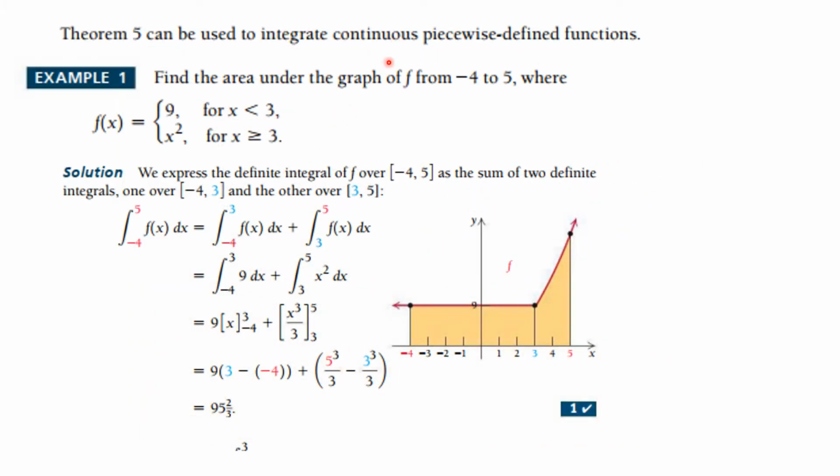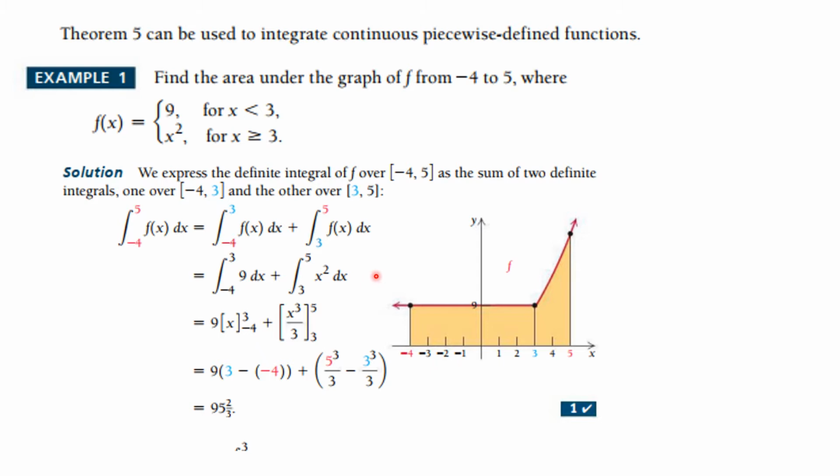This allows us to integrate continuous, piecewise defined functions. So you see this function, f of x is equal to 9 if x is less than or equal to 3, you see it is flat here. And for x greater than or equal to 3, it is x squared. So it's going up in this U fashion there. So what happens is the definition of the function changes at x equals 3.